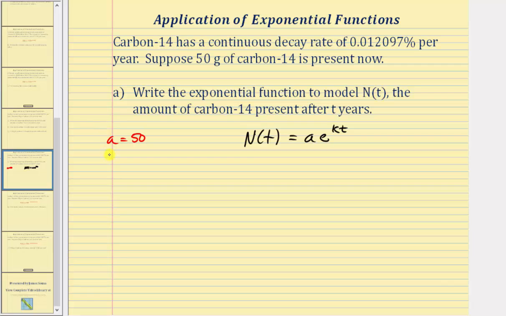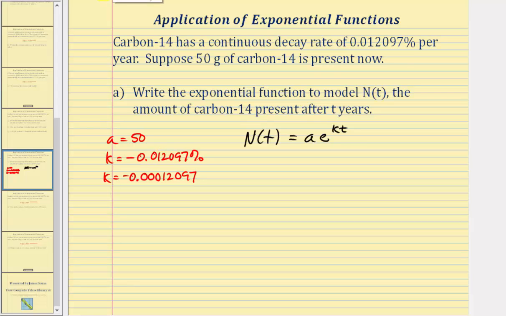And now for k, because we have a continuous decay rate of 0.012097%, k is going to be negative 0.012097%, but k must be expressed as a decimal, so as a decimal we would have negative 0.00012097. To convert a percent to a decimal, remember, we drop the percent sign and move the decimal point to the left 2 places, or divide by 100.